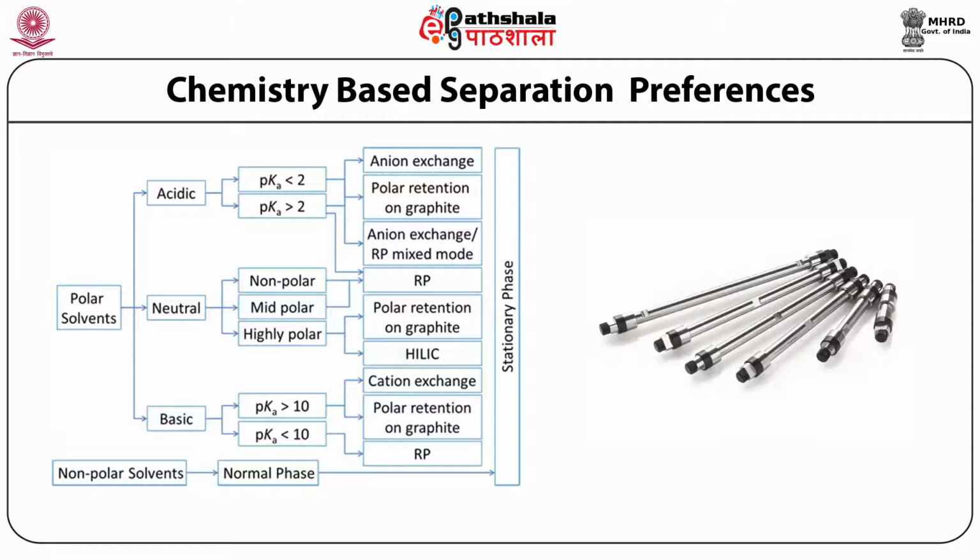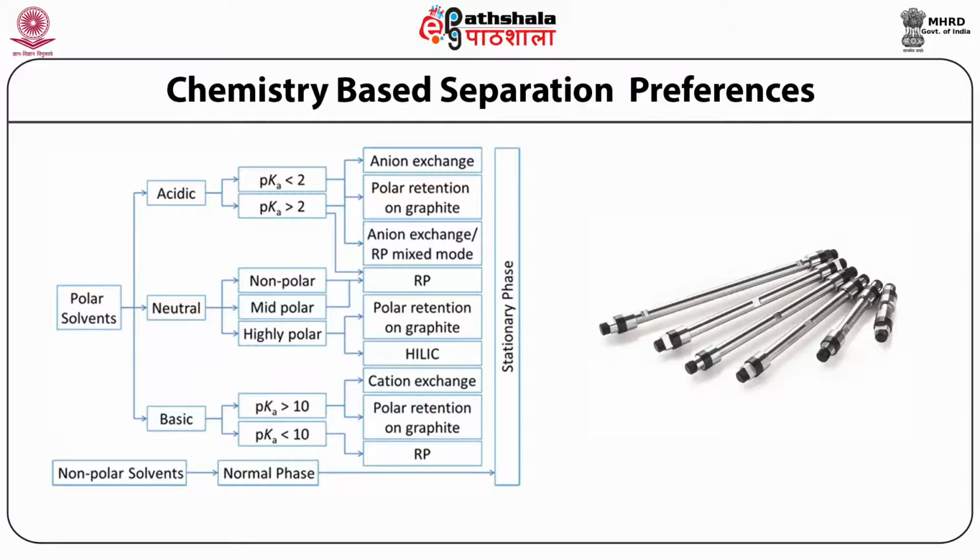If it is acidic, you have to go with acidic pH, especially to make it unionized. Therefore, you can go for ion exchange, polar retention, or anion exchange, or reverse phase mixed mode can be used. Or if it is neutral, non-polar, mildly polar or highly polar compounds, with highly polar solvents, especially reverse phase, polar retention or a HILIC column can be used. If it is neutral, polar solvents are what we try to use.